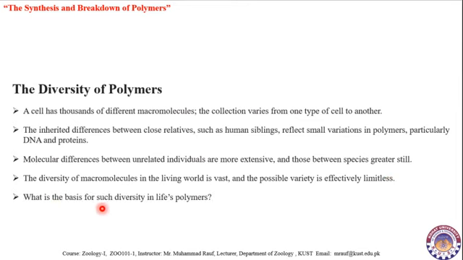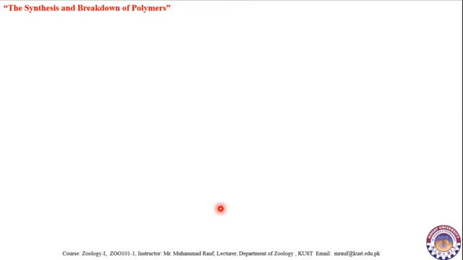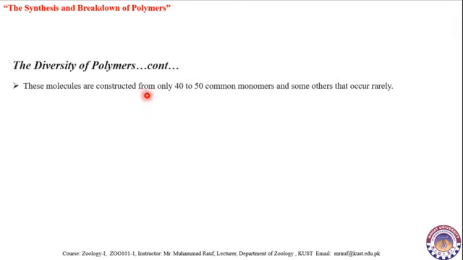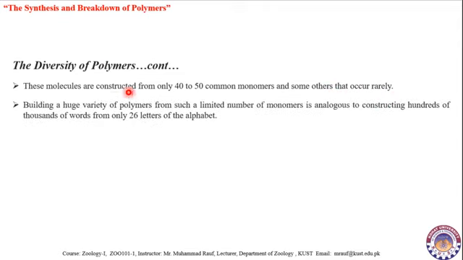What is the basis for such diversity in life's polymers? These molecules are constructed from only 40 to 50 common monomers and some others that occur rarely. Building a huge variety of polymers from such a limited number of monomers is analogous to constructing hundreds of thousands of words from only 26 letters of the alphabet.